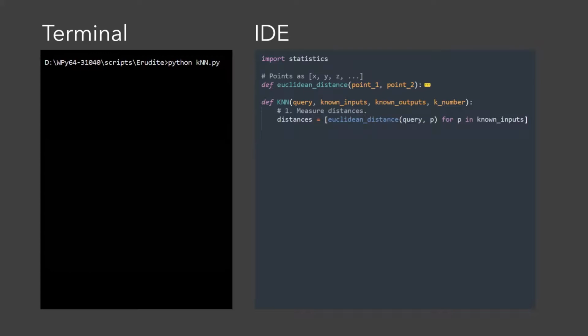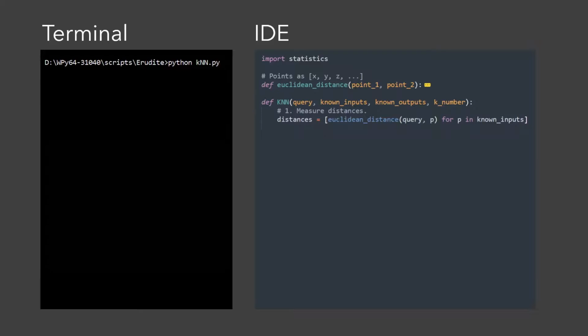So the known inputs is the size, say the diameter and the height, and the known output is whether it's a chicken egg or a quail egg. And they're really important because they're how we test our query value. And then we want our k number, that number of neighbours that we're going to use to predict what our query value is.